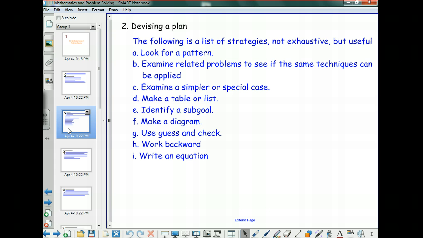The second step that we have to do here is to devise a plan. How are we going to solve the problem? And this following list is not exhaustive. Okay, it means there are more things you can put on this list. But these are some ways of thinking about and planning to solve the problem.